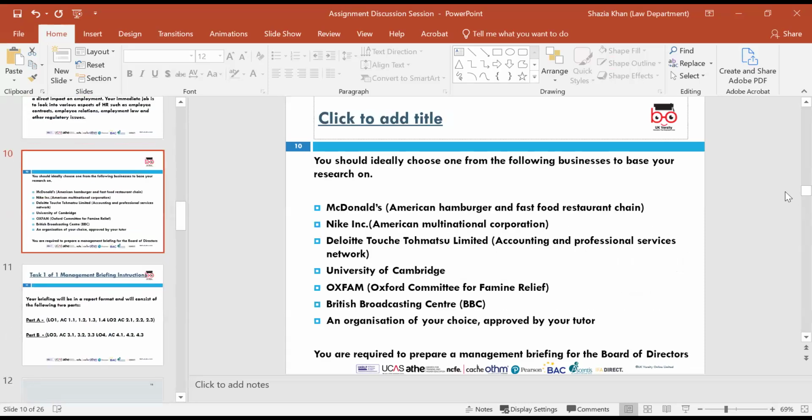You should ideally choose one from the following businesses to base your research on: McDonald's, which is an American hamburger and fast food restaurant chain; Nike, which is an American multinational corporation; Deloitte Touche Tohmatsu Limited, which is an accounting and professional services network; University of Cambridge; Oxfam, which is the Oxford Committee for Famine Relief; British Broadcasting Corporation, which is BBC, or an organisation of your choice approved by your tutor. You are required to prepare a management briefing for the board of directors.